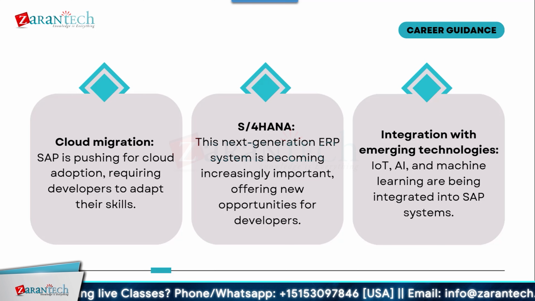And finally, SAP is integrating with emerging technologies like IoT, AI, and machine learning. These technologies will allow businesses to use data in more intelligent ways. For instance, a manufacturing company could use IoT data combined with AI to predict machine failures before they even happen. So the future of SAP is exciting. Are you ready to upgrade your skills for this new era?